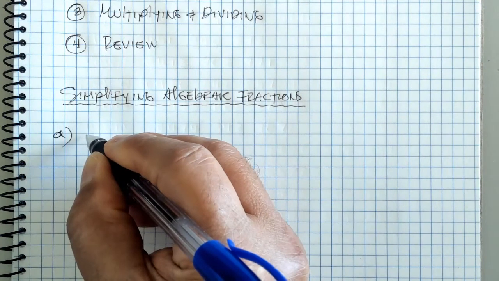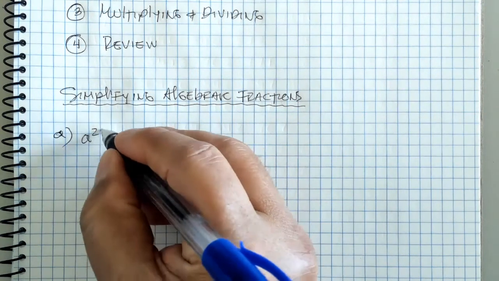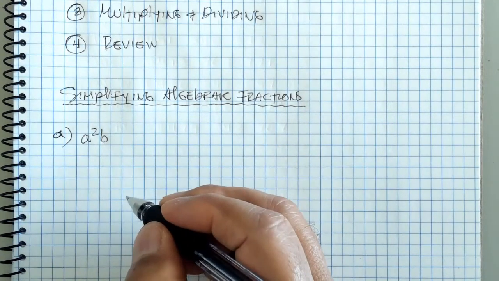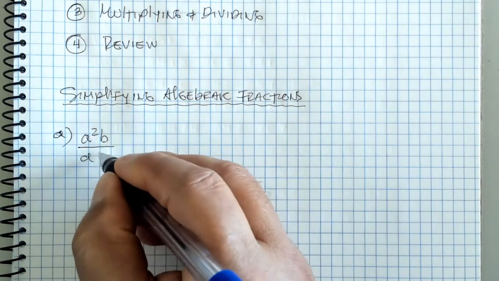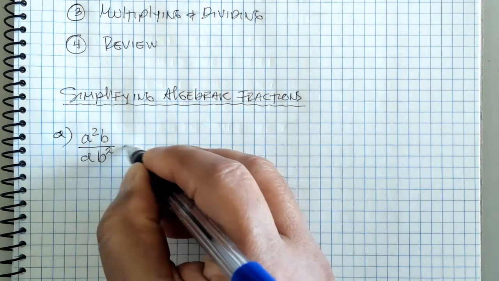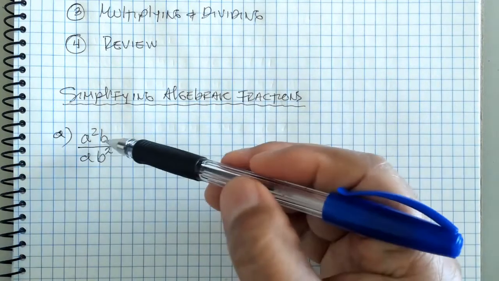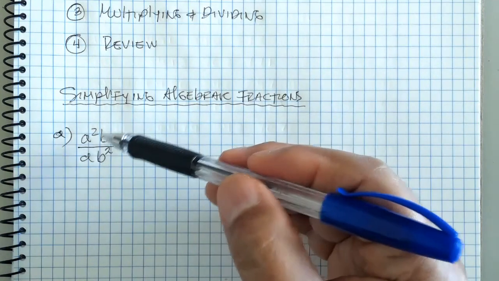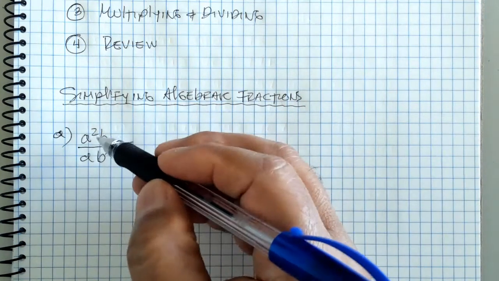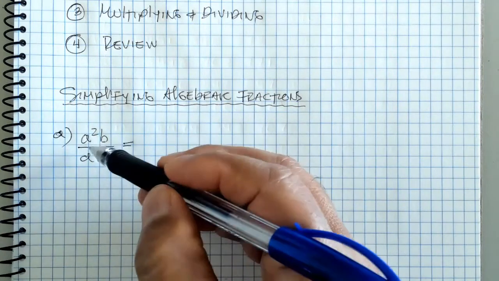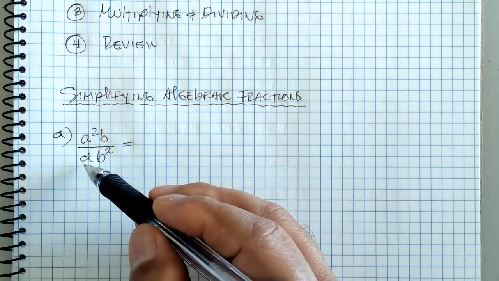Okay, let's see. Let's say that you have a question like this. We're gonna start with a very easy one, and then we're gonna increase the level of difficulty. Let's say that you have a squared b divided by ab squared. When you have an expression like this, you have to eliminate the same amount of factors from the top and the bottom. For example, in here we have 2 a's on top, so we have a squared, but at the bottom we have only 1.